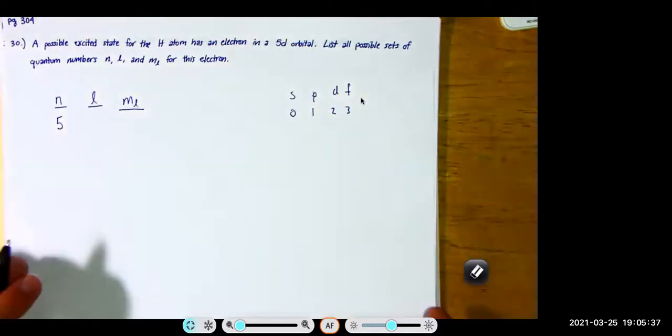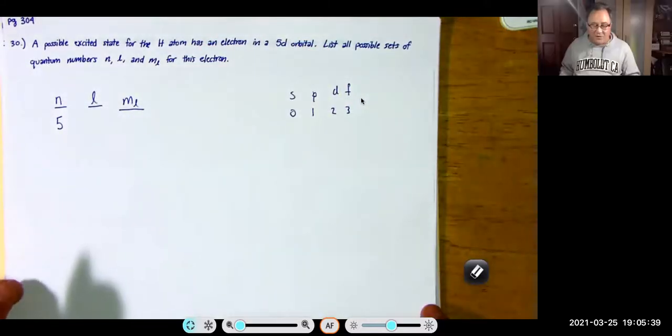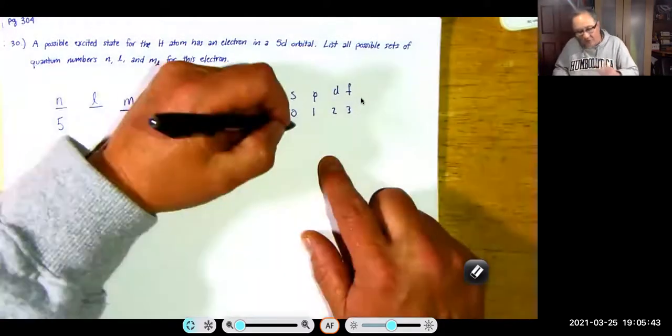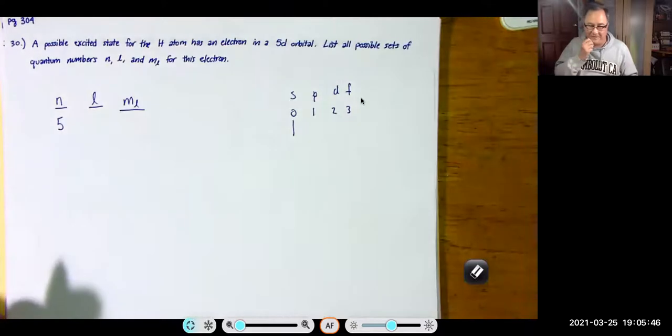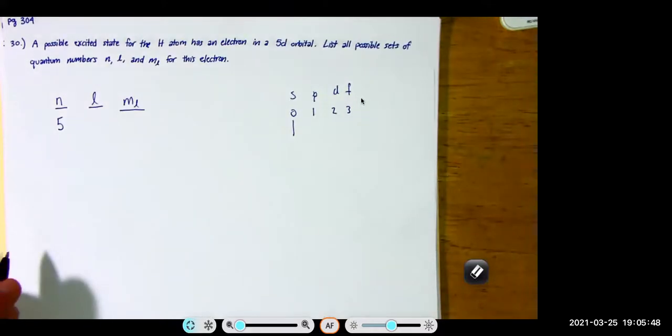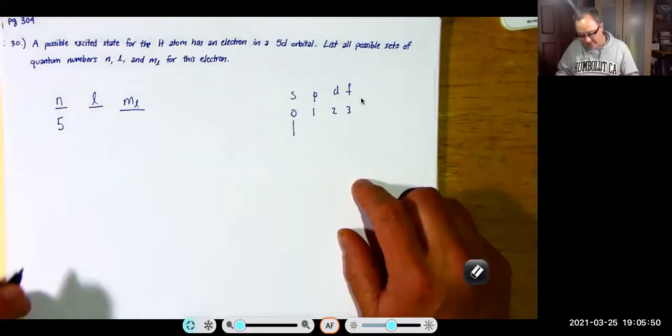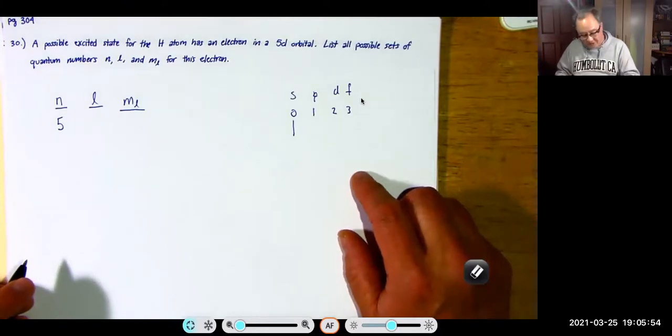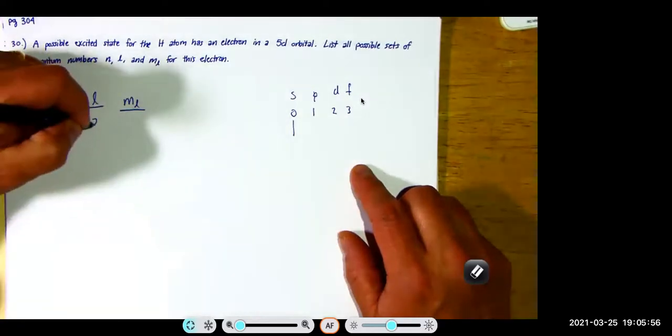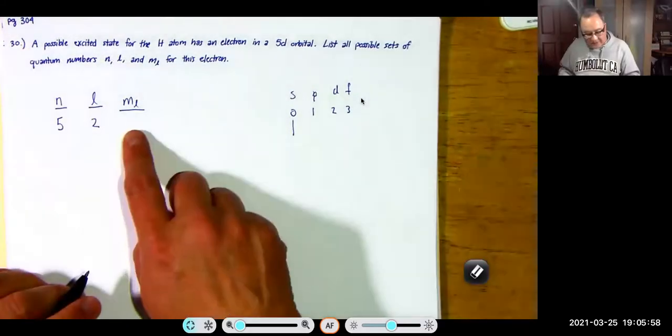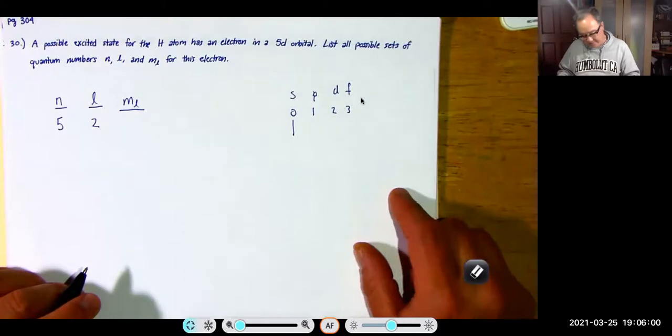Oh, I did the thing you told us not to do. You started at 1. So this is the wall. The wall is 0. Okay, so what is l equal to? Zeros are important. Zeros are heroes. 2. Now, what are the possibilities for m sub l?